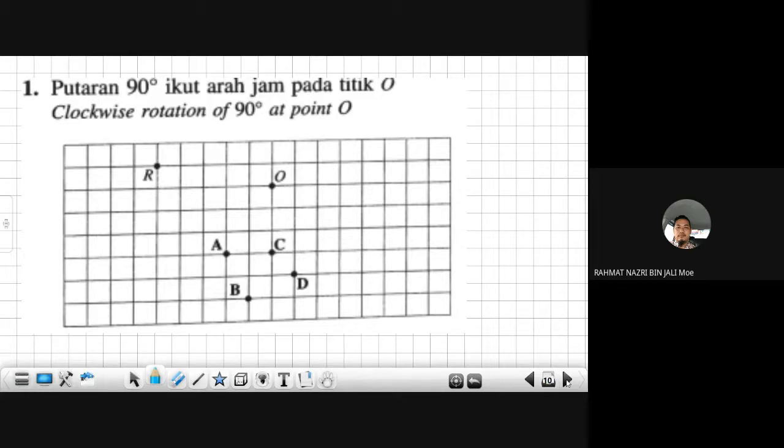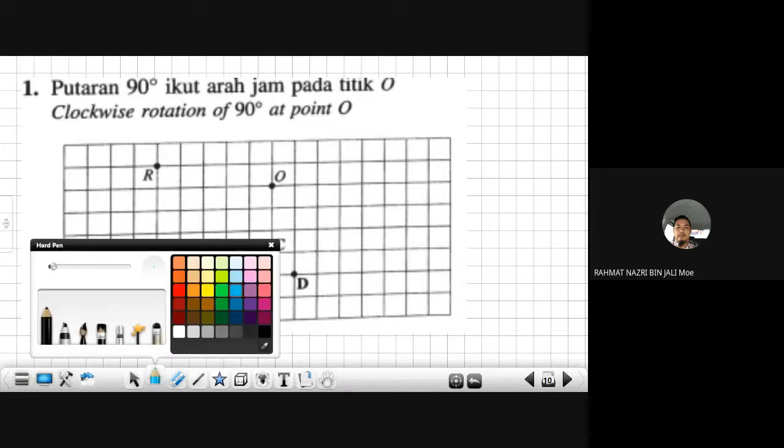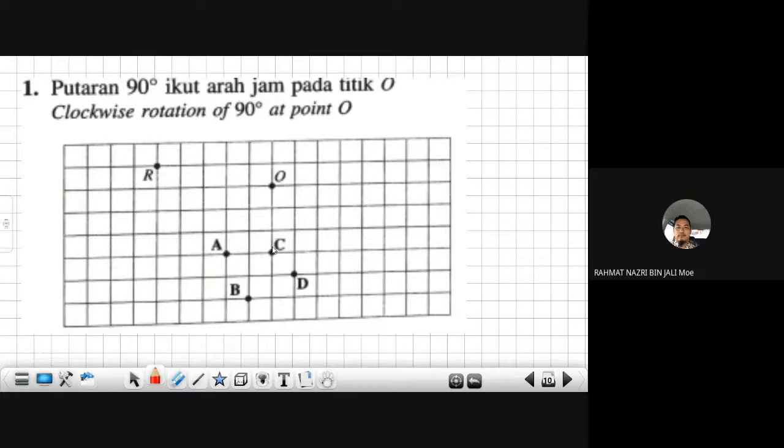Circle the object of R, which comes out from A, B, C, D here. And the center of rotation is the point O. Okay, R here is the image. So now we're gonna find out the object. Okay, the question says rotation. R here is image after rotation clockwise.